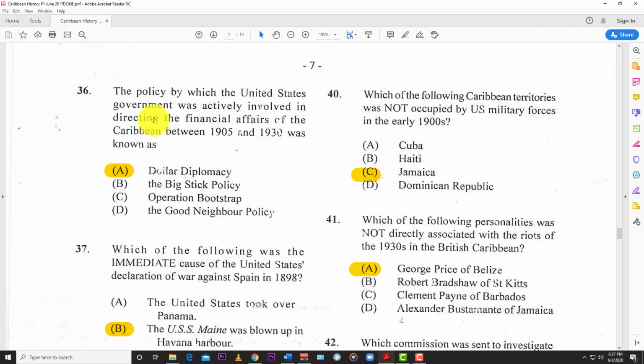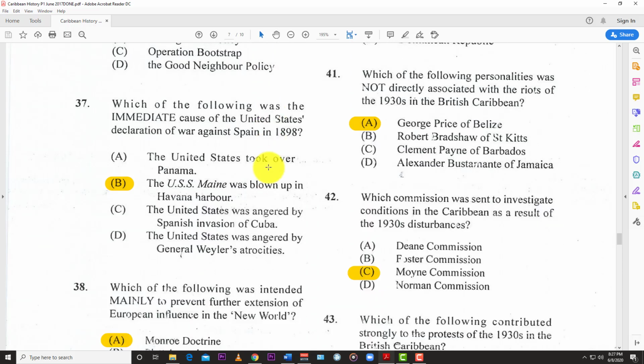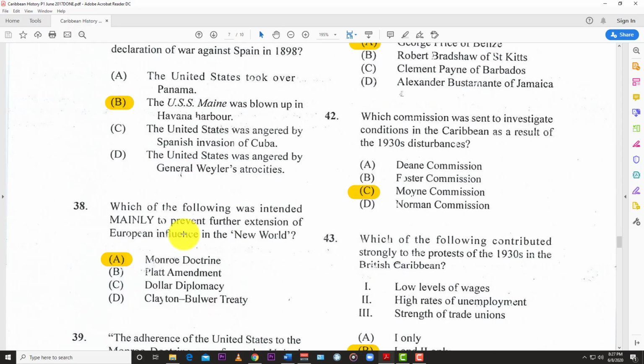36. The policy by which the United States government was actively involved in the directing of financial affairs of the Caribbean between 1905 and 1930 was known as dollar diplomacy. 37. Which of the following was the immediate cause of the United States declaration of war against Spain in 1898? And of course B, the USS Maine was blown up in Havana Harbor.